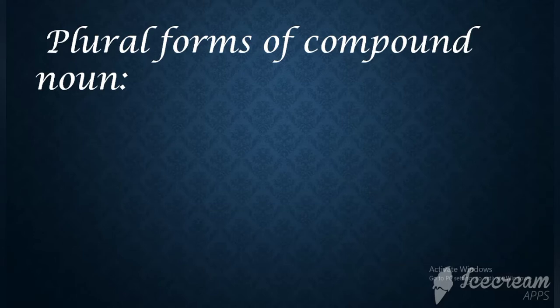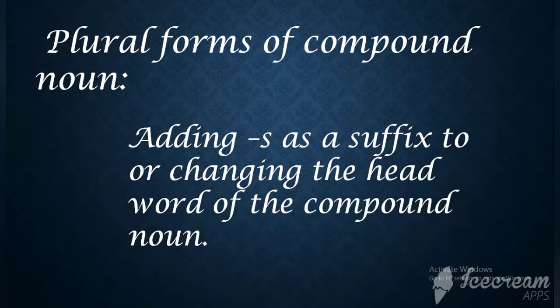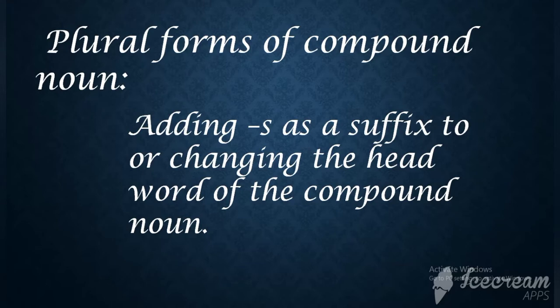How to form the plural form if there is a compound noun. Shall we see? What we have to do is add s as the suffix or change the head word of the compound noun. Already I have told you in the last class what is meant by suffix, right? A group of letters we add at the end of the word is called the suffix. So we have to add s as the suffix in the head word. Head word means, I'll show you the example.